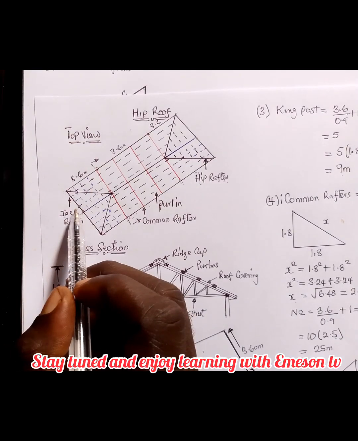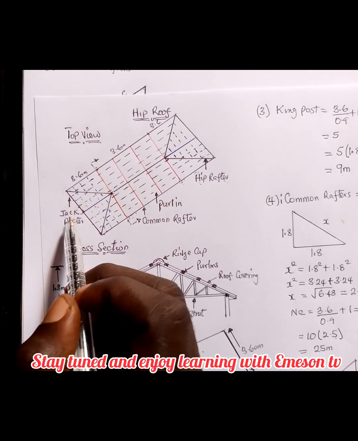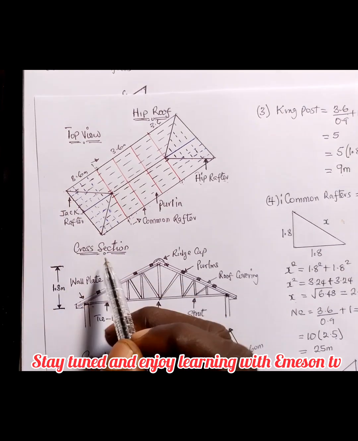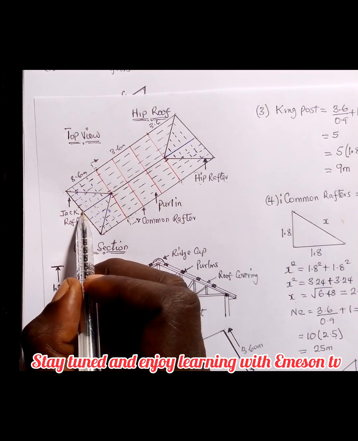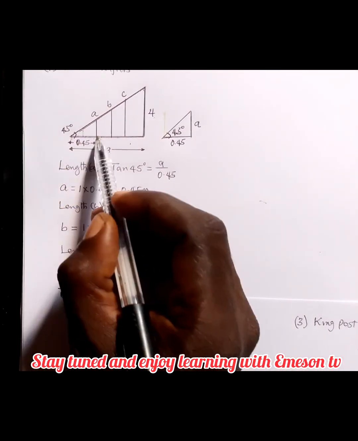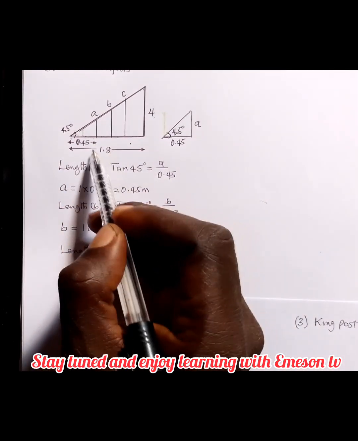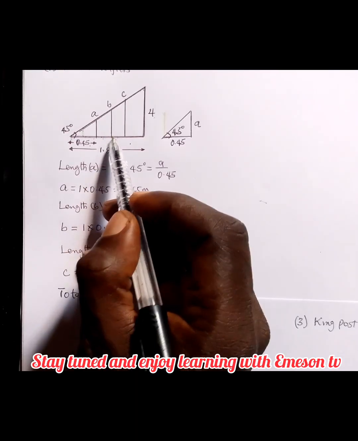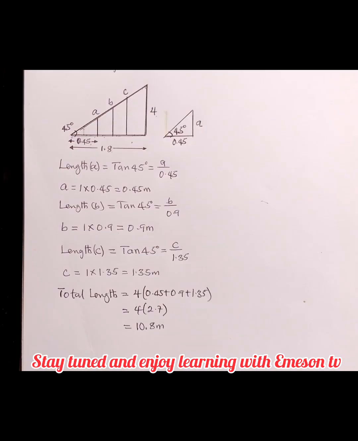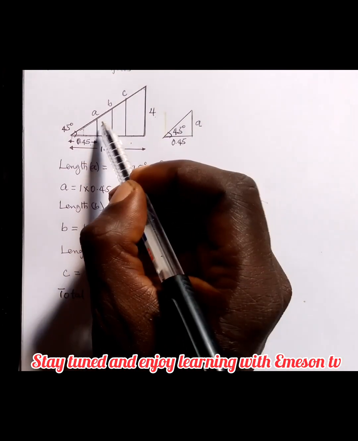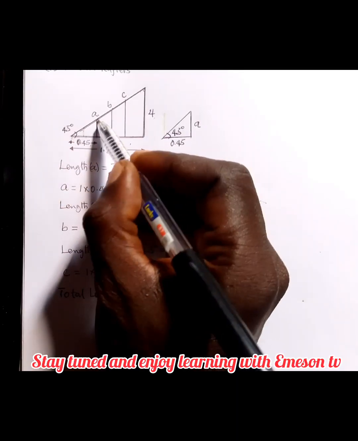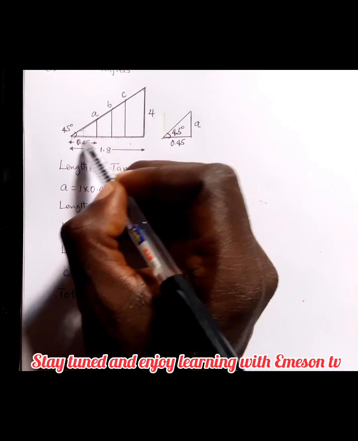So how many jack rafters do we have in this plan? 1, 2, 3. So we have to check the spacing. We have 1, 2, 3, 4. So we divide the half of this span, which is 1.8, by 4 to get the spacing. 1.8 divided by 4 gives 0.45, 0.45, 0.45, 0.45. So I've gotten the spacing between these jack rafters. For us to calculate each of these, A, B, C, we treat them separately. Let's treat this right angle triangle separately.